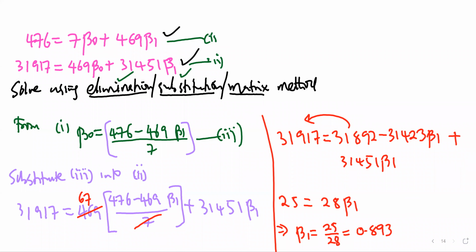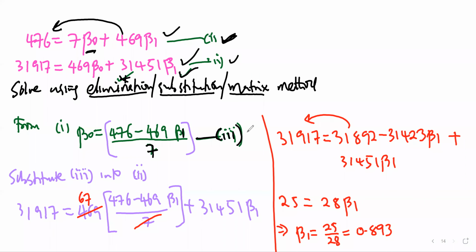So let's use the substitution method to solve the system of linear equations. We label the equations as Roman 1 and Roman 2. Then using Roman 1, we make beta naught the subject of the formula. It means that we take this term to the other side and then divide both sides by 7. So we have 476 minus 469 beta 1 divided by 7. Then you call that your equation number 3.